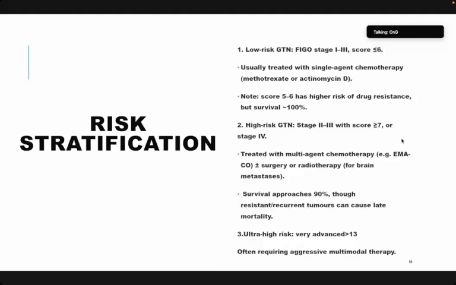And then high risk is staged as stage 2 to 3 with a score of more than 7, or a stage 4. So these ones, you treat with a multi-agent chemo. You may add surgery or radiotherapy depending on whether you've got brain metastasis or not. And then ultra high risk is a WHO score of more than 13. This one often requires an aggressive multimodal therapy.